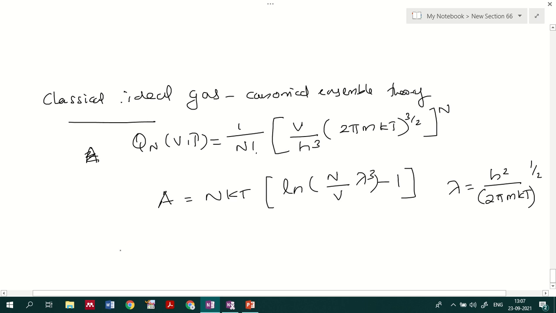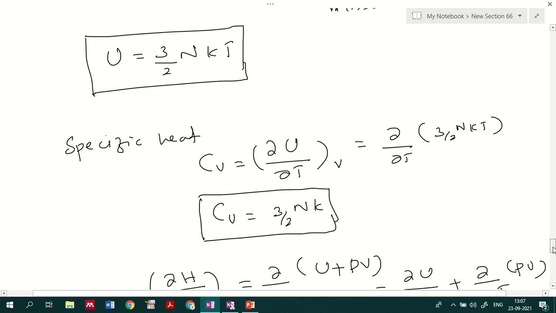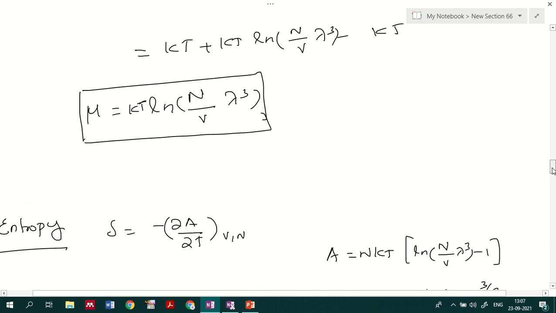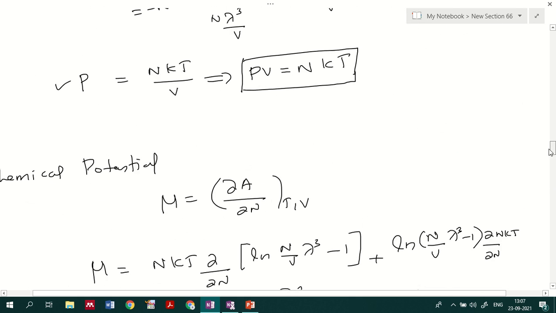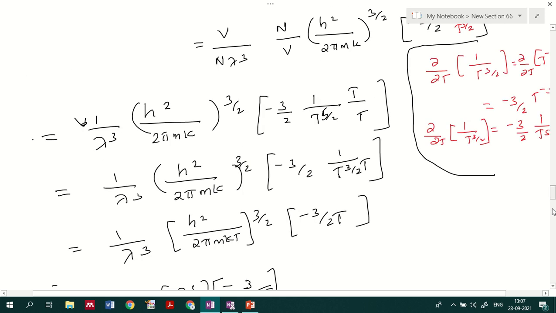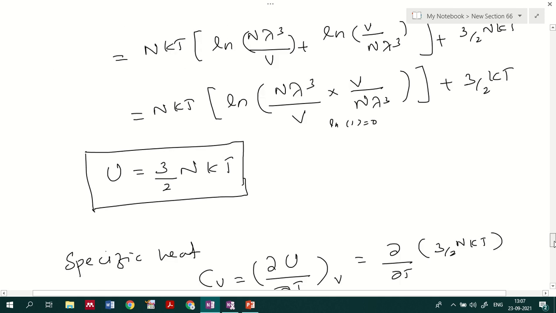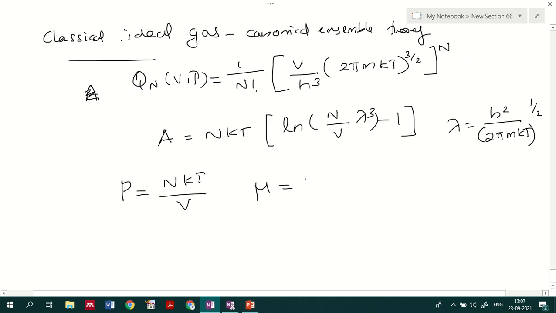And now we identify the pressure representation, it is equal to nkt by v. Then the chemical potential we identified. Chemical potential mu is equal to kt ln n by v lambda cube. Okay, so this was our chemical potential.